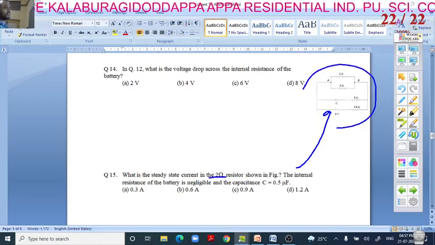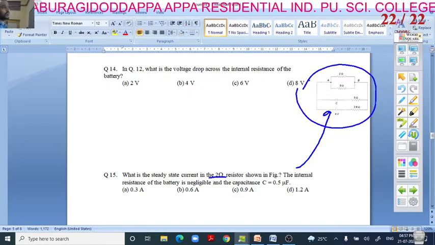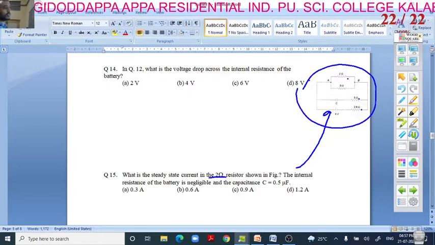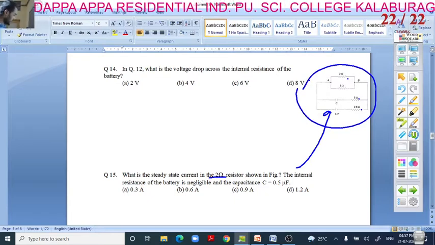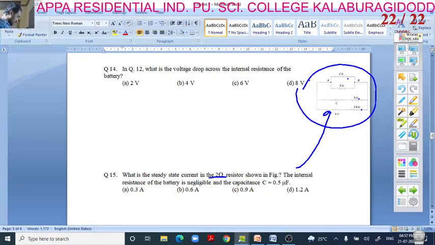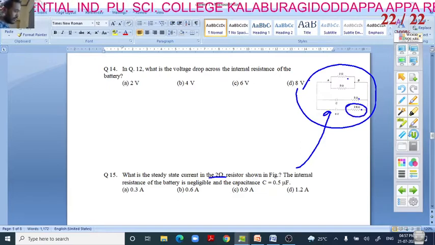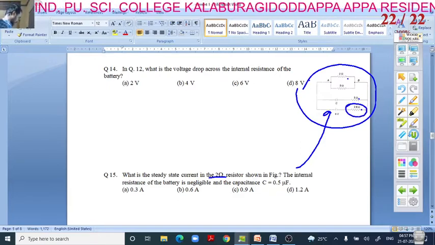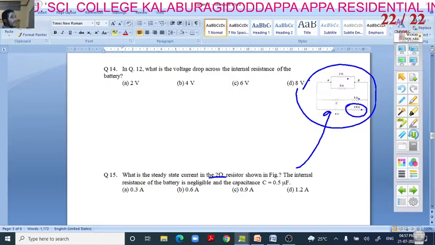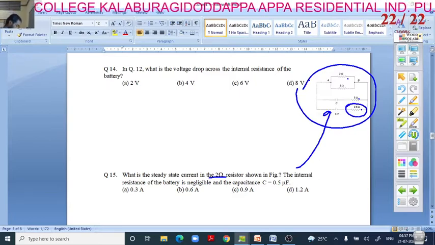Here the figure he has given, right? 2 ohm, this is 3 ohm, 5, here also 2 he has given, right? Okay, this is 2.8 he has given. Okay, our aim is to find the steady current.